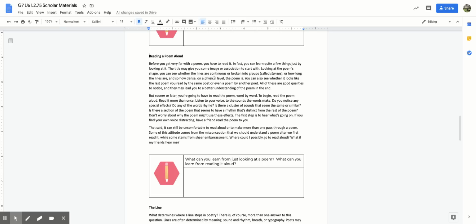All right, click pause, annotate, and answer the stop and jot. What can you learn from just looking at a poem? What can you learn from reading it aloud? When you're done, click play, and we'll continue.